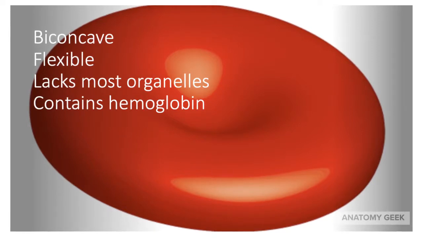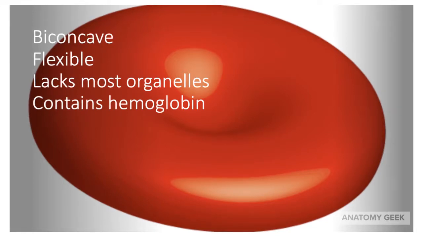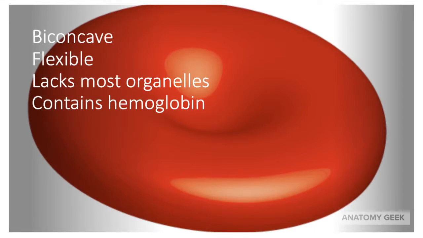Erythrocytes also lack mitochondria. If you recall from a general bio class, mitochondria generate energy using oxygen. If a red blood cell had mitochondria, the mitochondria would take up all that oxygen to generate energy, and the cell would not transport the oxygen as it should.